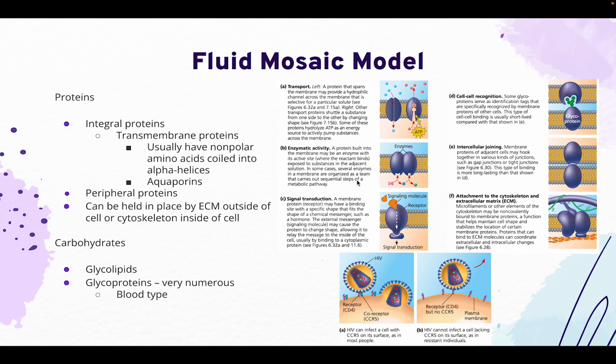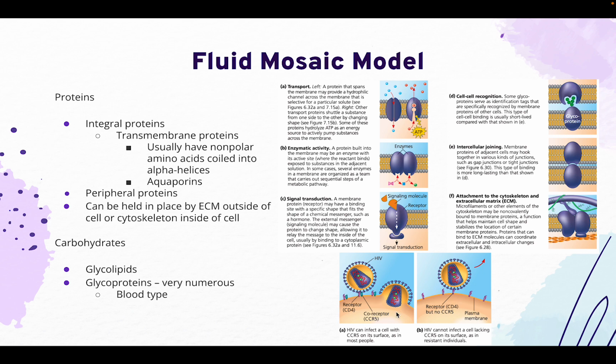And then you've also got some glycolipids within your membrane as well, but glycoproteins are going to be more numerous. And then intercellular joining, so basically proteins in plasma membranes can help join the membranes together. And of course they can help attach to the extracellular matrix, which we already saw.